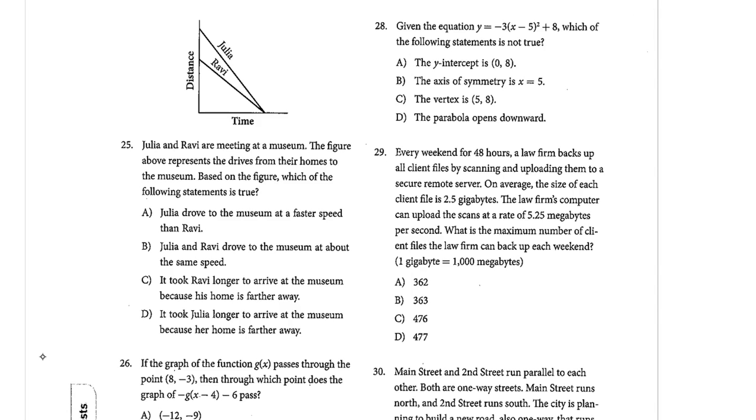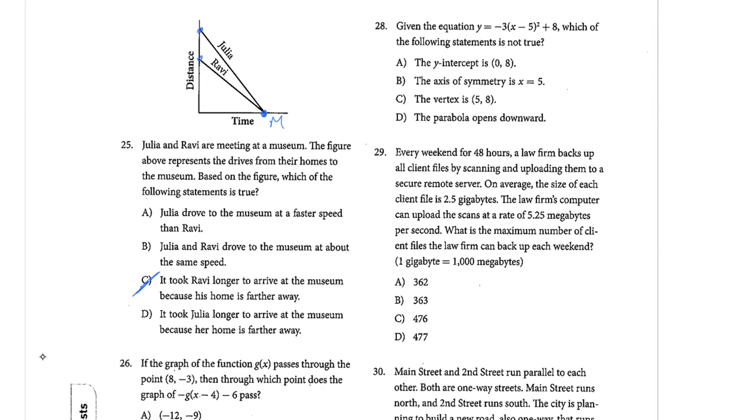All right, let's look through these. Let's start with C, because that seems to be what everyone guesses anyway. It took Ravi longer to arrive at the museum because his home is farther away. So what this represents is as time is increasing, our distance. So if we're thinking about this, they're leaving their homes. So their homes are represented by where they started at. And then this here is going to be our museum, because that's, again, the distance. When the distance is 0 from the museum, it means they arrived. So C, it's saying it took Ravi longer to arrive. If we're thinking about this, they're hitting the museum at the same point. So they actually get there at the same time. So it can't be C.